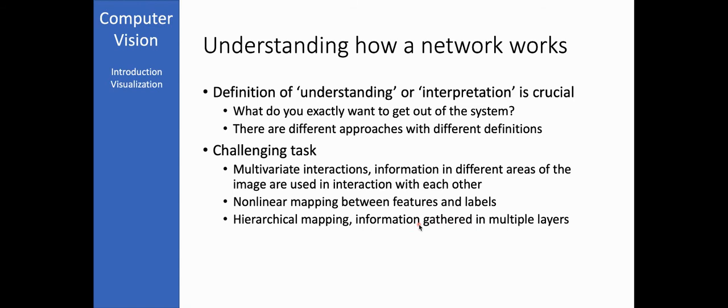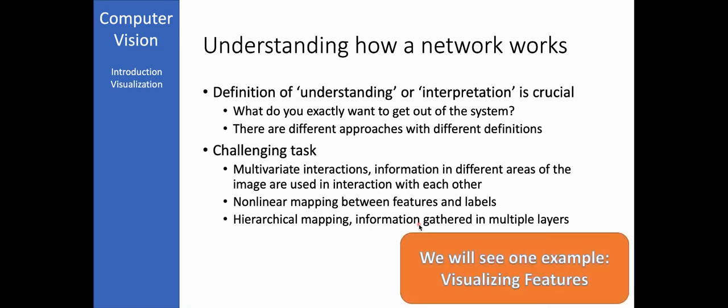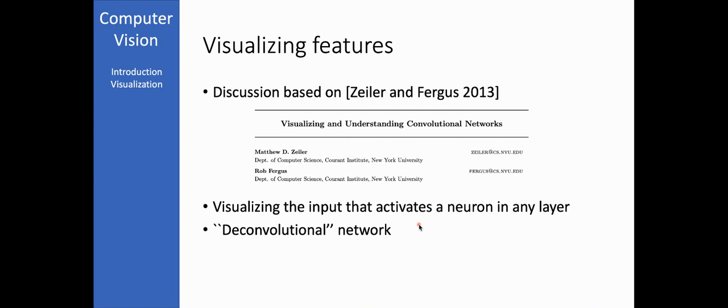So we will see one example towards this end. Specifically, we will see how we can visualize the features. Our discussion will be based on a very nice paper from Zeiler and Fergus that was published in 2013. And when we talk about visualizing features, we will specifically focus on one specific definition. We want to visualize the input that activates a certain neuron in a given layer. This will lead us to create what's called a deconvolutional neural network.